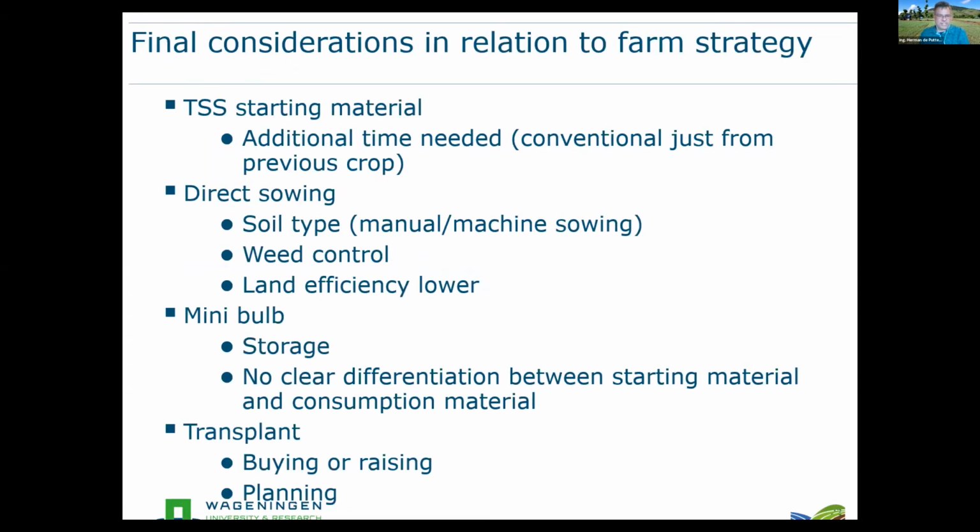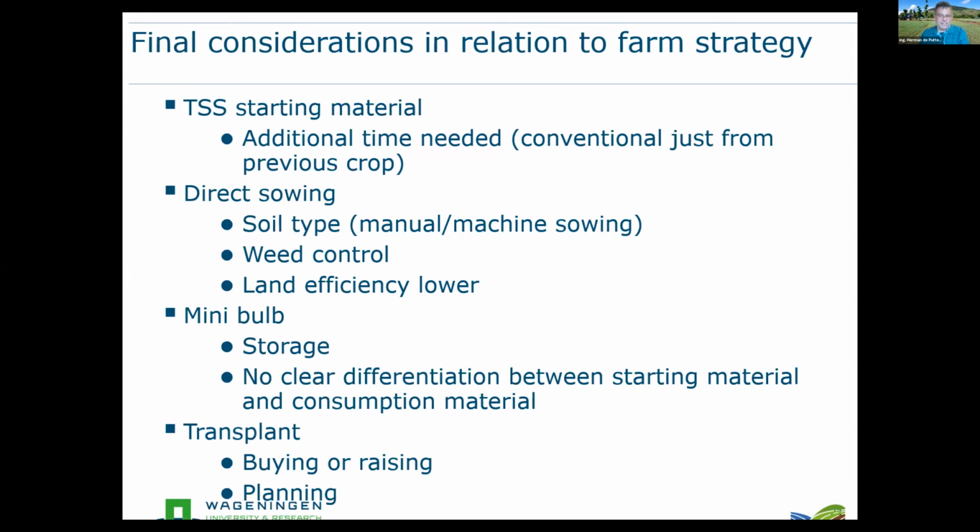So based on all those activities and based on discussions and observations, final considerations should be made in relation to farm strategy. All the paths are possible, but think about the consequences. Think about what's the impact on my farm and the vision that you have for your farm. TSS is not something that can replace the traditional bulb route. You really have to think about how to use it, how to implement it.